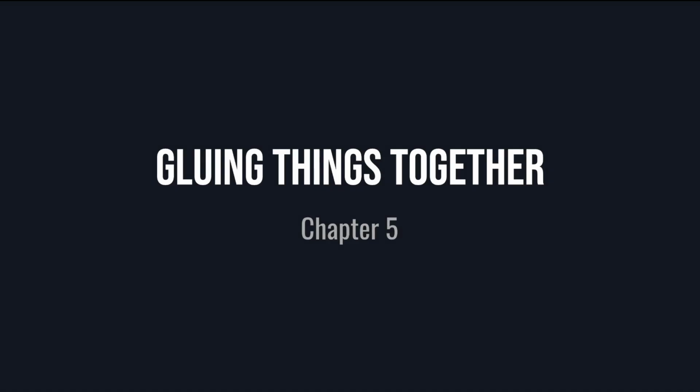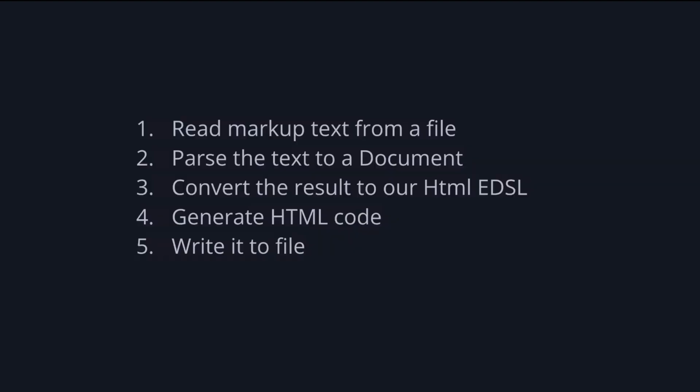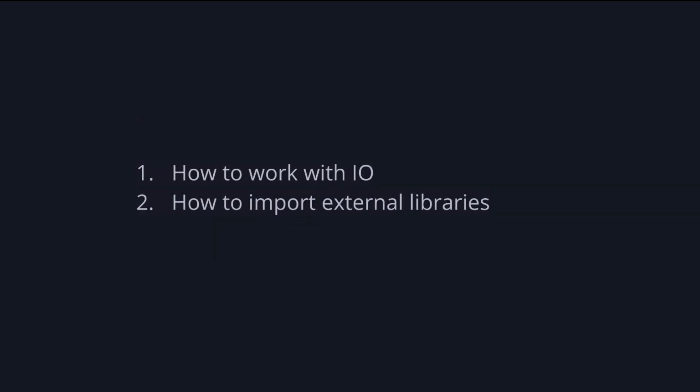In this chapter, we're going to glue the pieces we built together and build an actual block generator. We will read markup text from a file, parse the text to a document, convert the results to our HTML EDSL, generate HTML code, and write it to a file. And while doing so, we'll learn how to work with I/O and how to import external libraries to process whole directories and create simple command line interfaces.